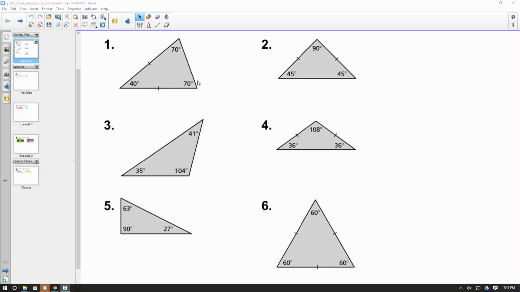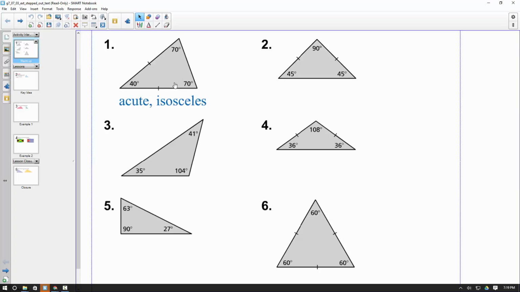I also notice that all the angle measurements are under 90 degrees. So this is an acute isosceles. This one here is going to be a right angle. So this is going to be a right isosceles because the 2 sides are also equal. This one here appears that it's going to be obtuse because of the 104, and all the measurements are different, so it's got to be an obtuse scalene.